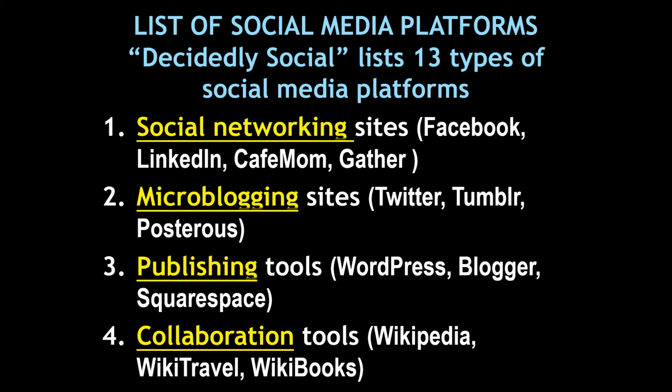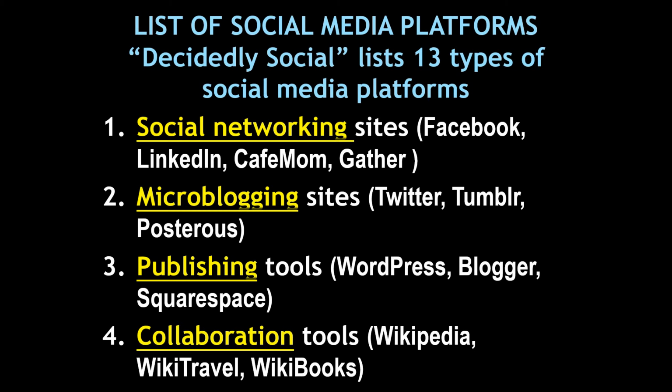According to Decidedly Social, there are 13 different types of social media platforms that may be considered, and all of them are highlighted here in your book, along with different examples of what some of these social media sites are. Social networking sites like Facebook, LinkedIn, and Gather. Microblogging sites like Twitter and Tumblr. Publishing tools, WordPress, Blogger, Squarespace, all of that considered to be within social media.